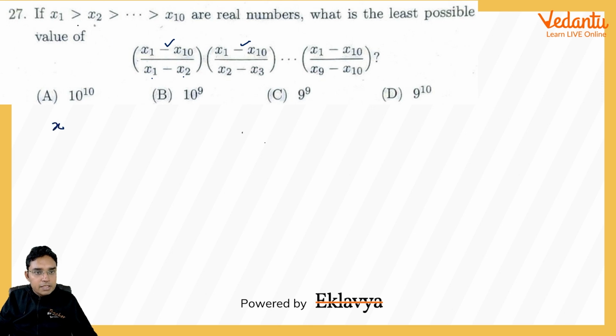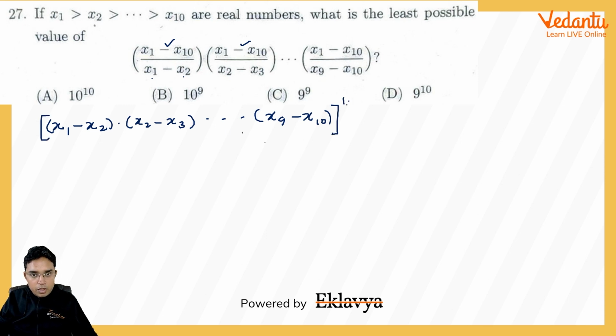Please see, as x1, x2 the order is like this, so x1 minus x2 will be positive, x2 minus x3 will be positive, and so on, x9 minus x10 will also be positive. So taking the GM of it, I'll be raising power 1 by 9 over it. There are 9 terms here. And if I add all of them, I think you can see we will just get x1 minus x10 here, divided by 9. And this is also a positive number. Obviously all are positive, so the sum has to be positive.